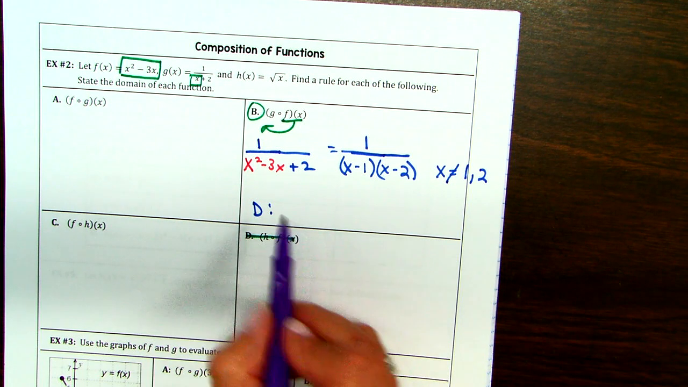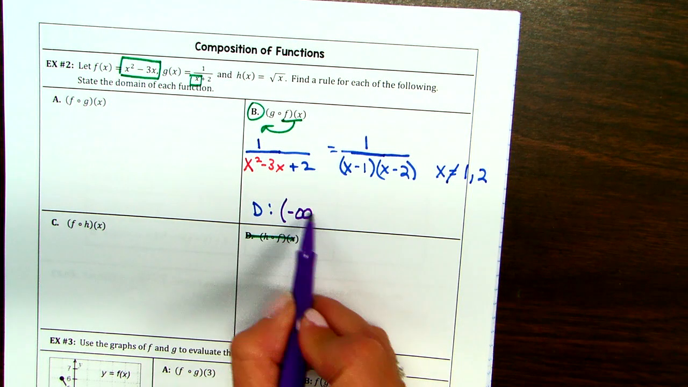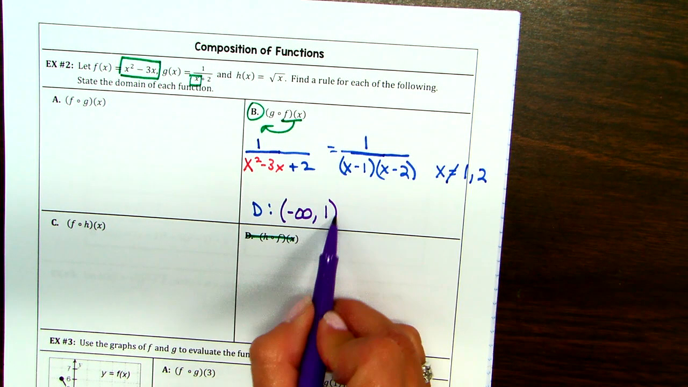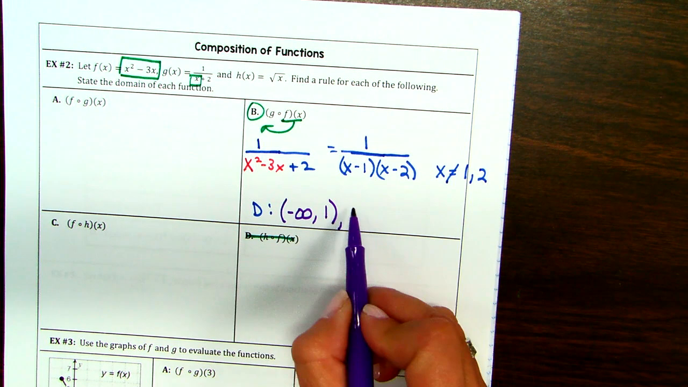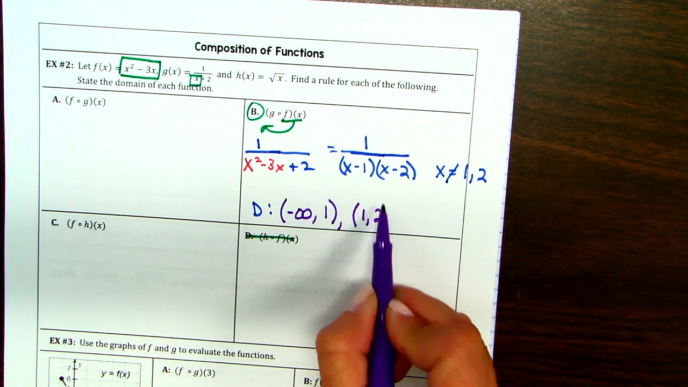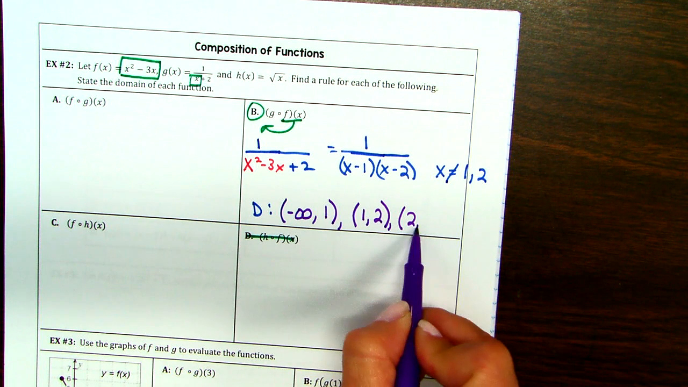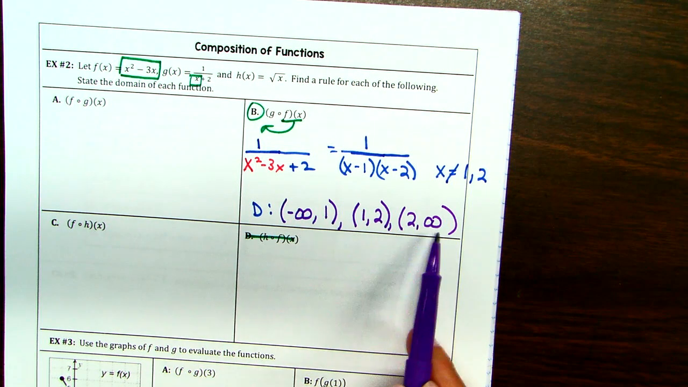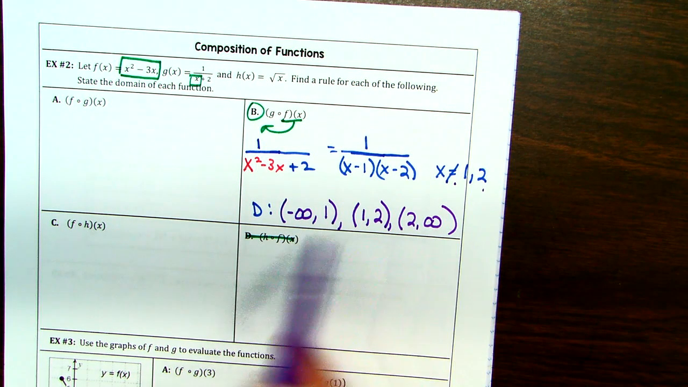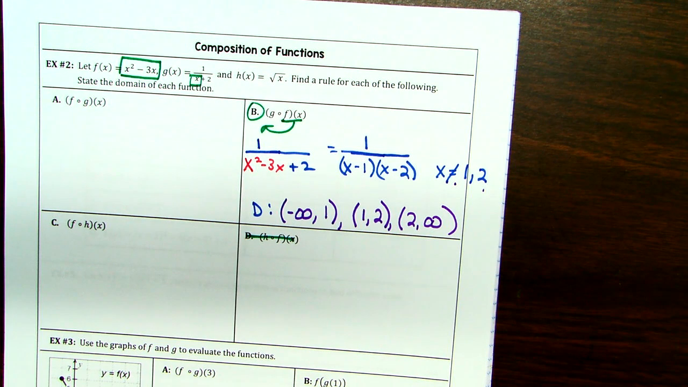And I'm going to write it in interval notation. It's been a while, right? Remember, negative infinity up to the smallest number. And you can put union or comma, it doesn't matter, 1 to 2, and then 2 to infinity. That's how we exclude the 1 and the 2 in interval notation. Okay?